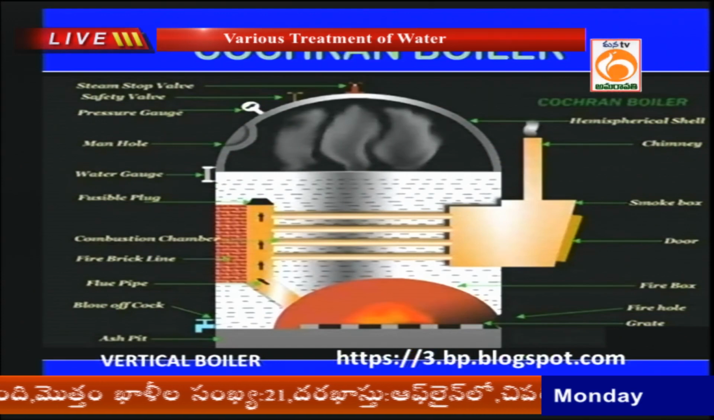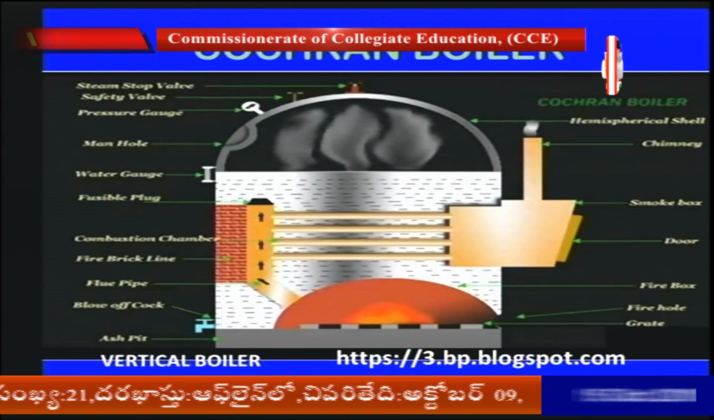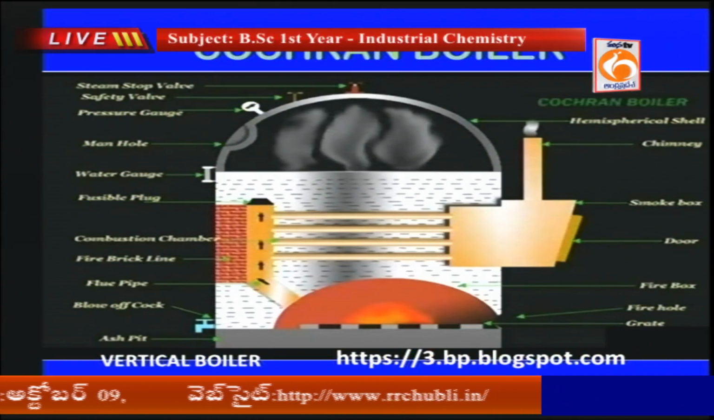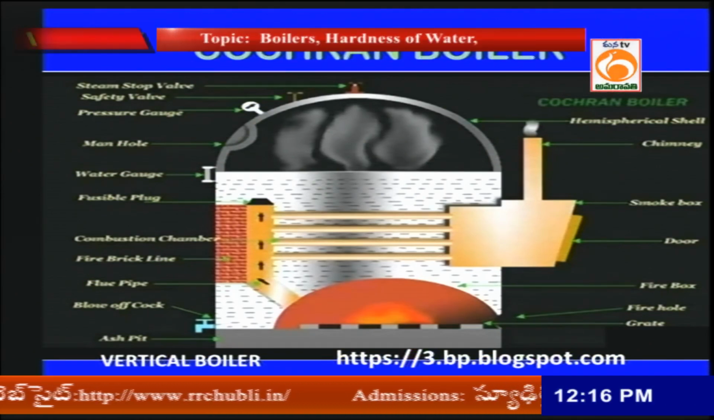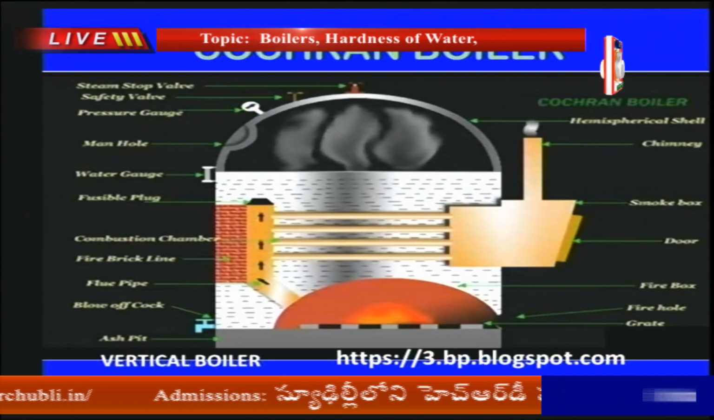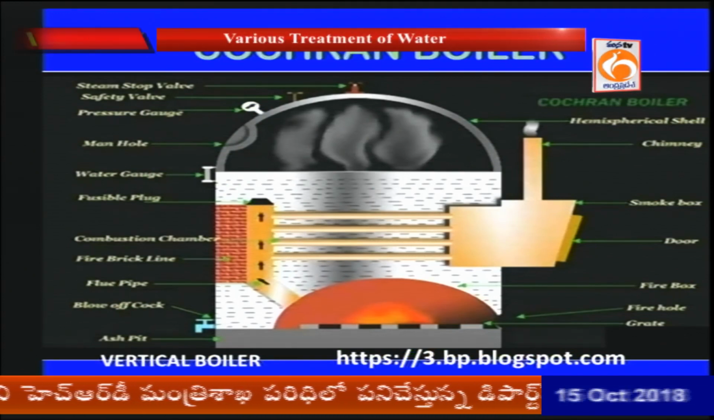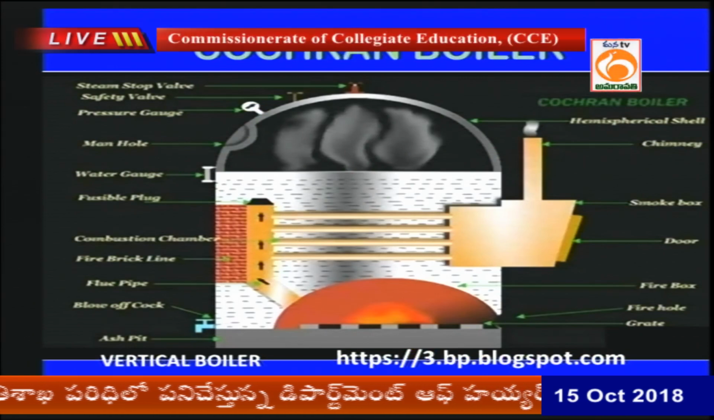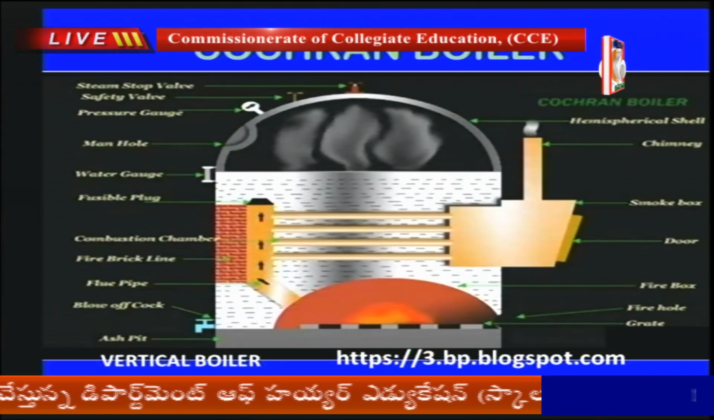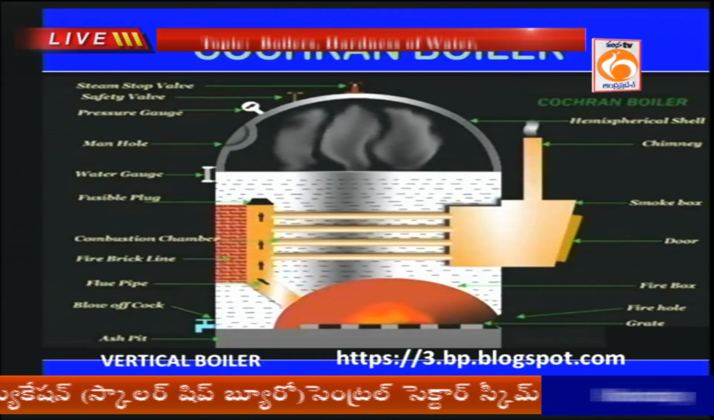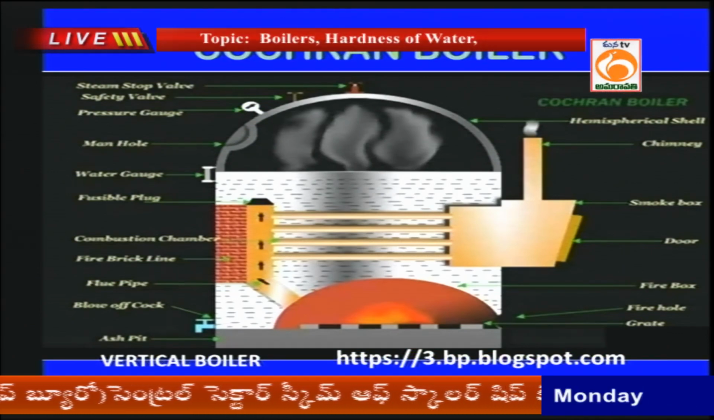Here so many accessories are used, like the water level indicator, to show how much water is required. If more water is fed, there is no space for the steam. And if all the water is converted into steam, then there is no water, and then also it is difficult to produce steam.